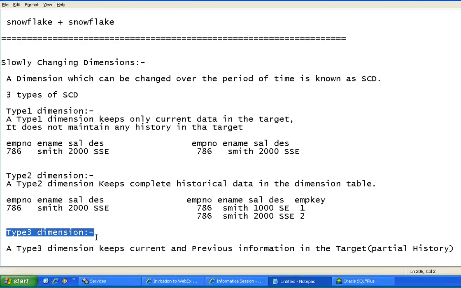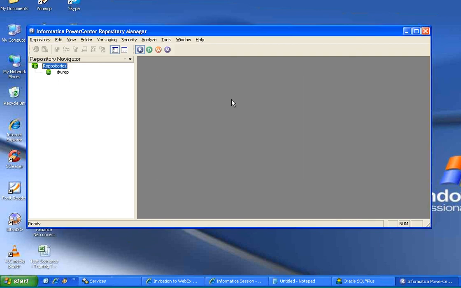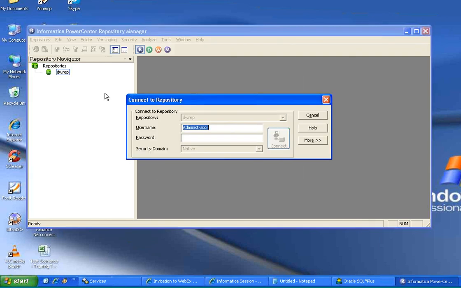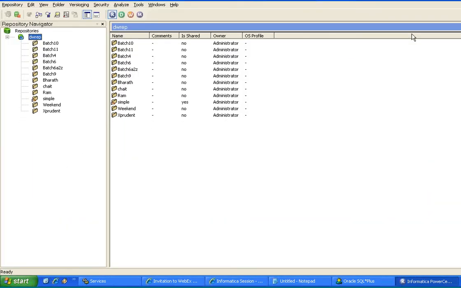Any questions? Can the same rule apply for fact tables too? No. Fact table is different again. Dimension table is different and fact table is different. You cannot use the same concepts in the fact table, yes.